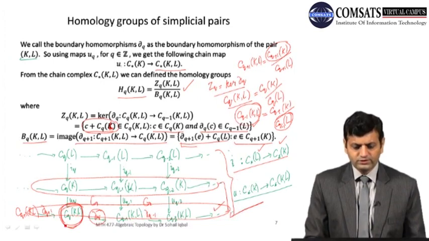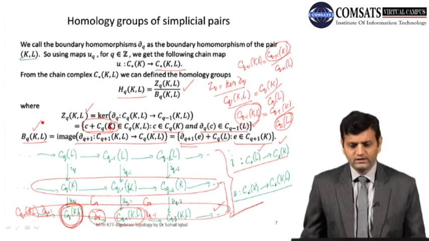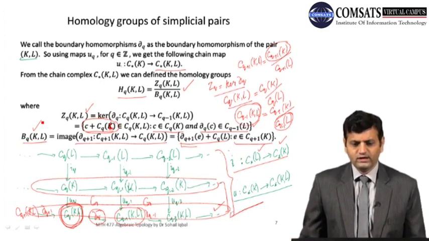So these are quotient groups. Using the properties of the quotient groups, we can write down the kernel and the boundaries like this. So we can define homology groups of this chain complex, which is basically a chain complex defined from the simplicial pair.